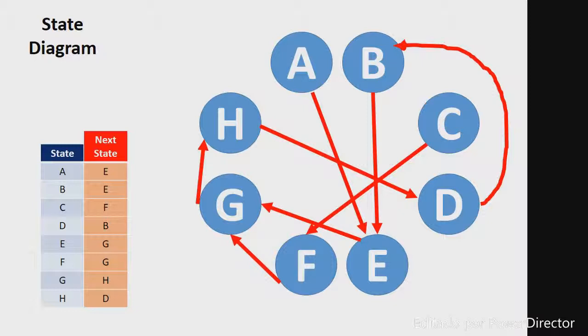Finally, we do the state diagram according to the state table. We have a state and the next state, and we match each state with an arrow. We didn't put the name of each arrow because we don't have an input or an output in this circuit.